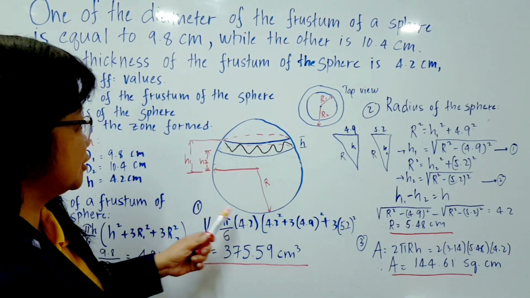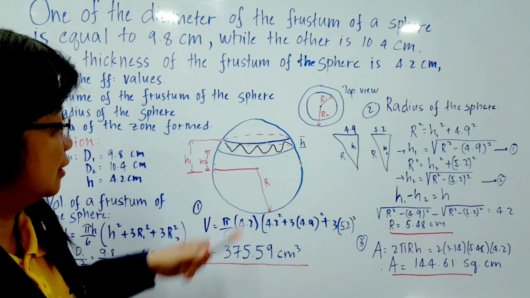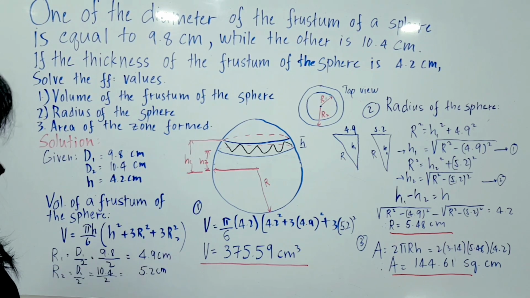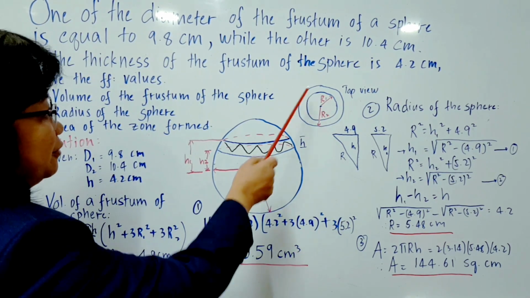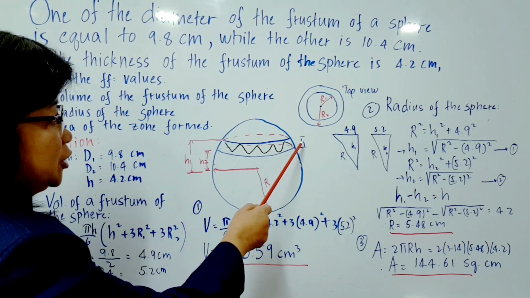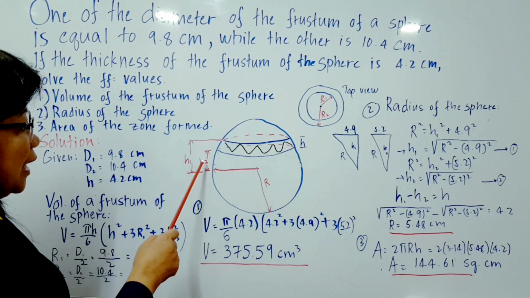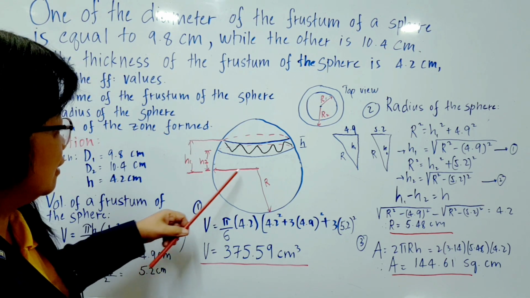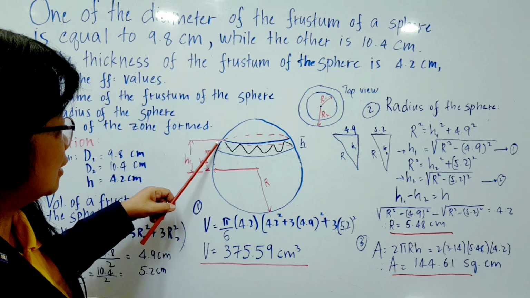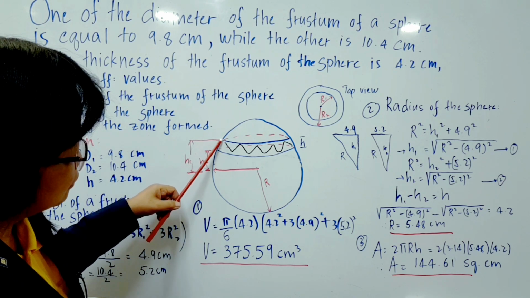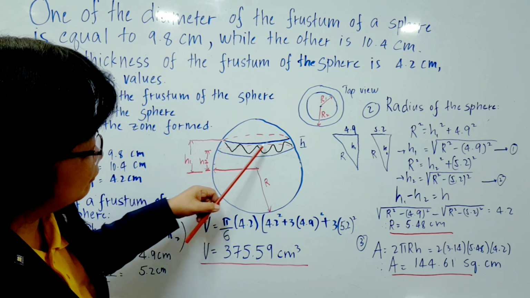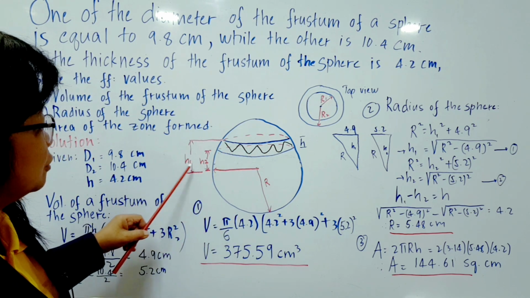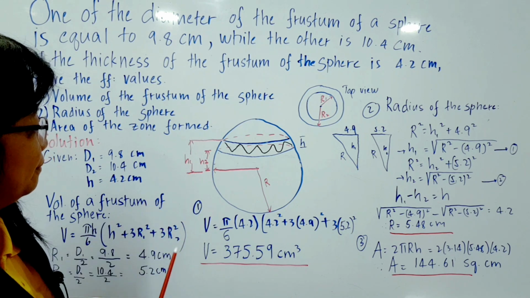Here is the rough sketch of our sphere. Now we have the radius, of course, and we have the given thickness, which is equal to 4.2, and we designate it as h. From the center to the first line of the frustum of the sphere, we designate it as h1, and the second line as h2.